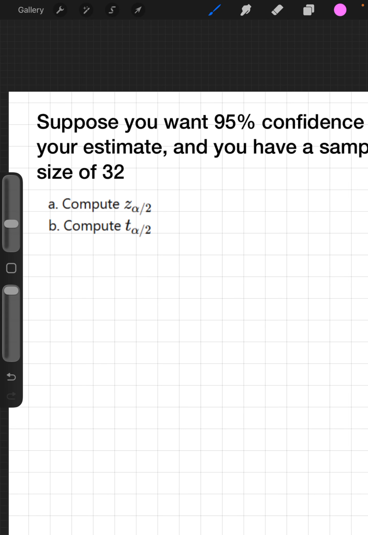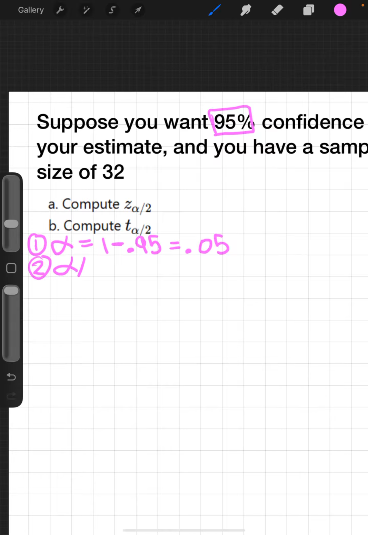So the first thing I'm going to do is do the z. We know our confidence interval is 95%. The first thing I'm going to do is find alpha, which is 1 minus our confidence interval. This should be 0.05. And then the second step is going to be alpha divided by 2, which is 0.05 divided by 2, equal to 0.025. Let me double check.